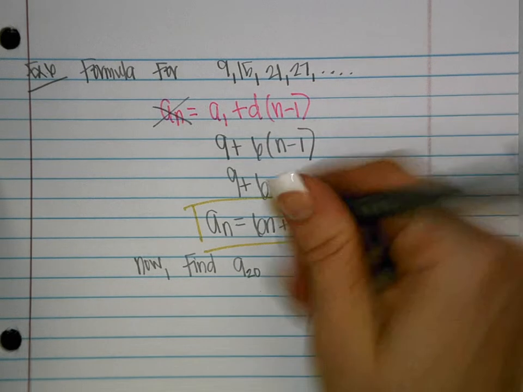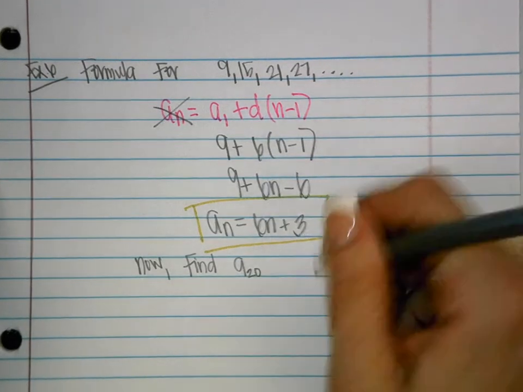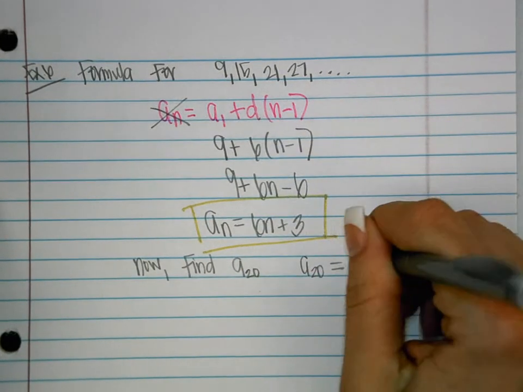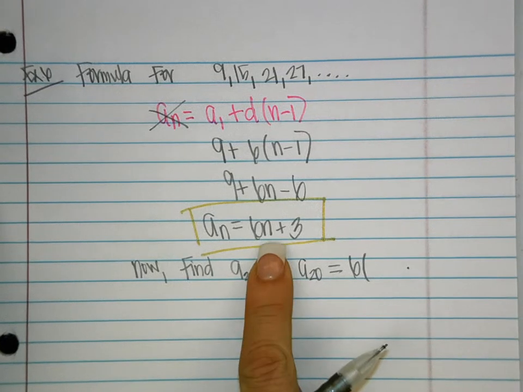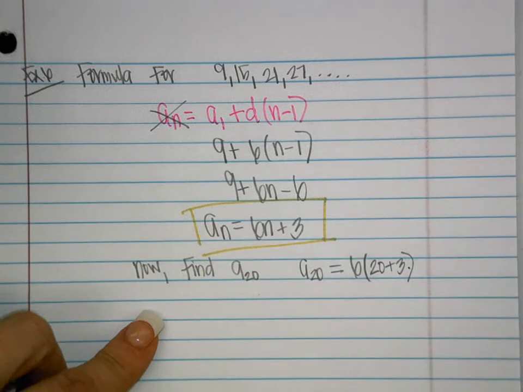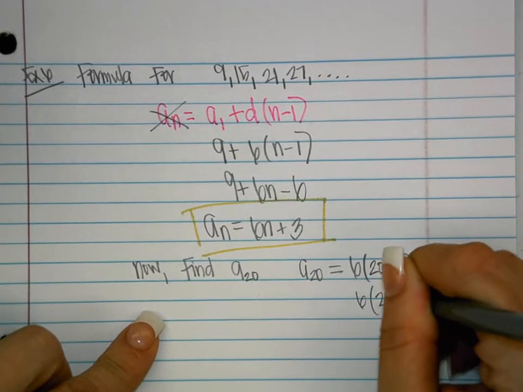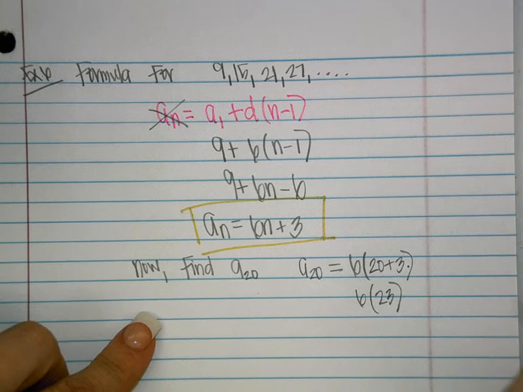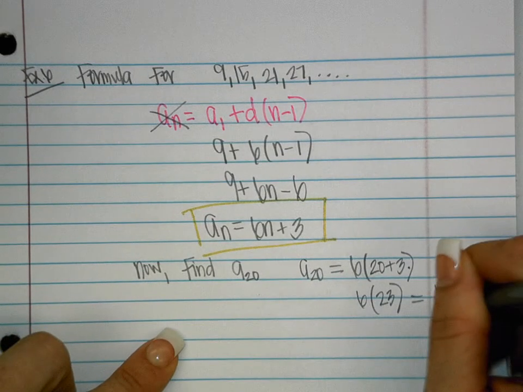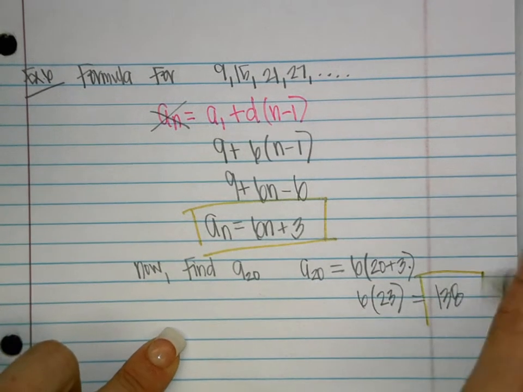So now to find a_20, we're going to plug things in. a_20 would equal, and I'm going to plug into my formula, 6 times, what do I plug in for n? 20. 6 times 20 plus 3. So 6 times 20 plus 3 is 23. You can multiply that. What is 6 times 23? You don't need to use calculators on this unit either. 138. That is the second part of your answer.